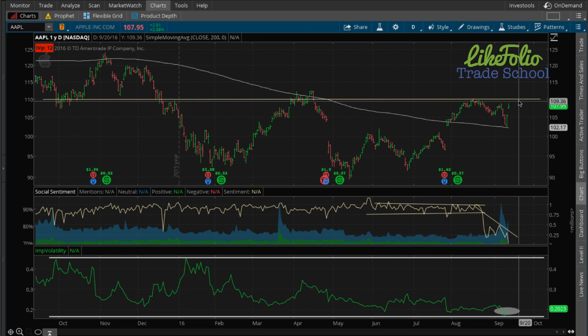So in this case, I feel it's more probable that Apple pulls back a bit here because it's tested this 110 level several times and failed. It's not rocket science. It's not going to be right every time. But hey, it certainly gives me a good calculated risk, gives me a good reason to put the trade on, and it just increases my probability of overall success in the long term. And that's the real point of this game. You want to be successful long term, not just successful on this one trade. So that sums this up.